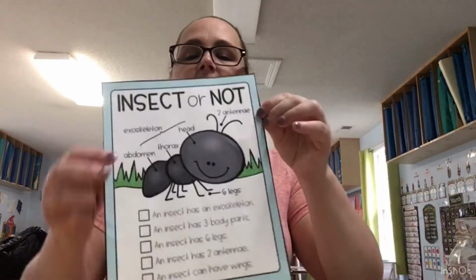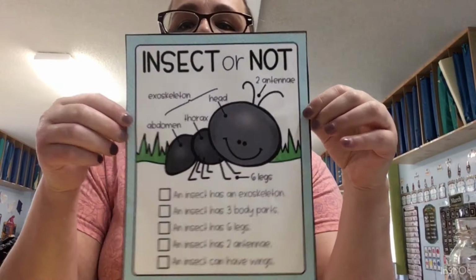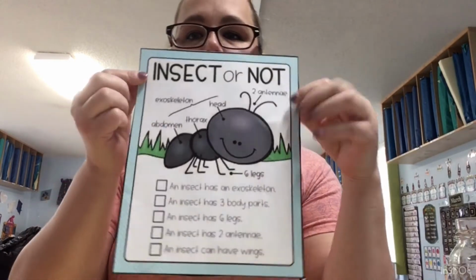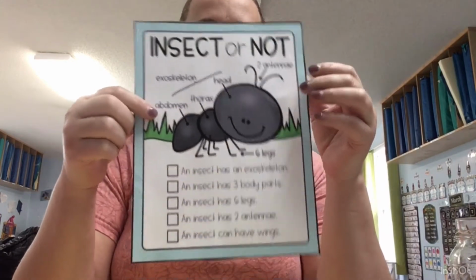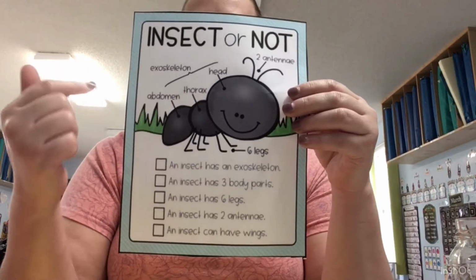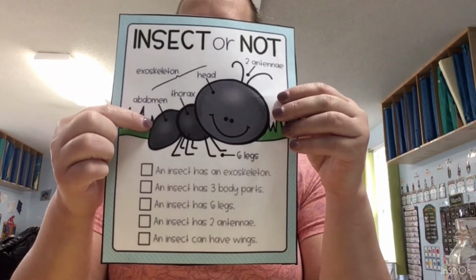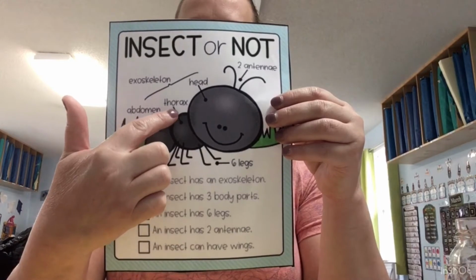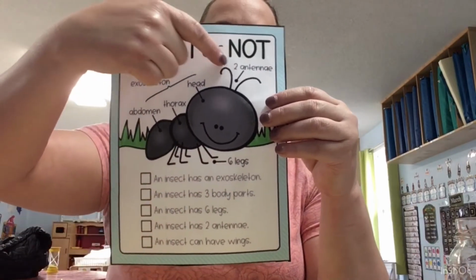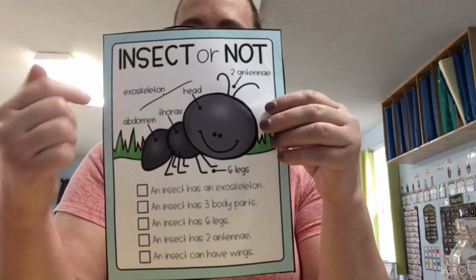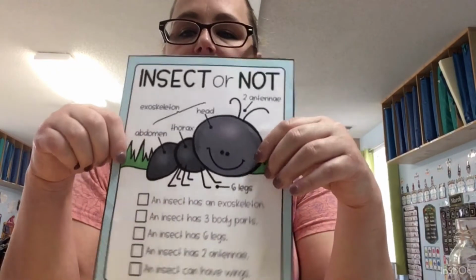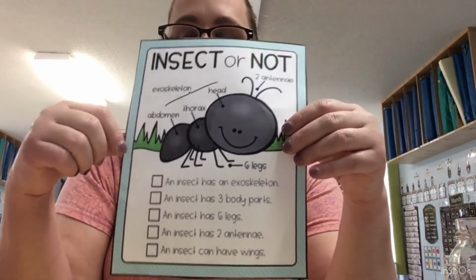So, if you guys remember, we're talking about insects, right? We're trying to figure out what is an insect and what is not an insect. Remember, insects have three parts of their bodies. They have their abdomen, their thorax, and their head. They also have antennas on top of their heads, and sometimes they have wings that come out from the middle part of their body. Insects also have 6 legs.